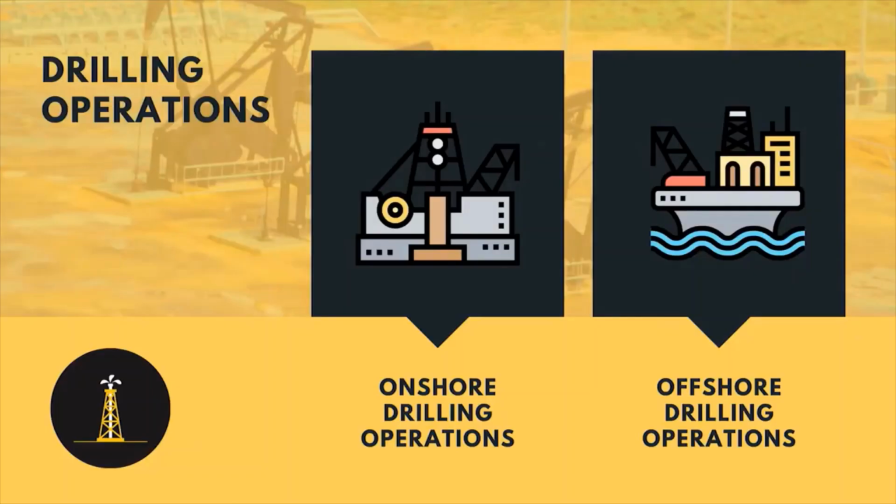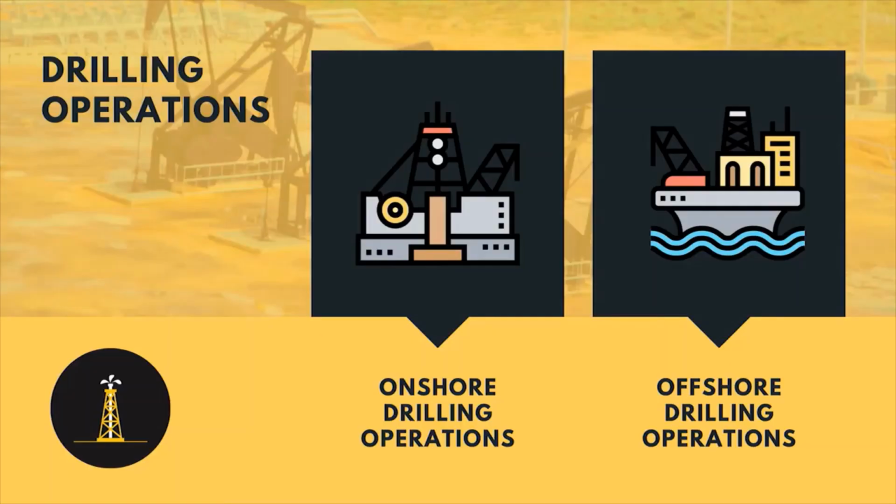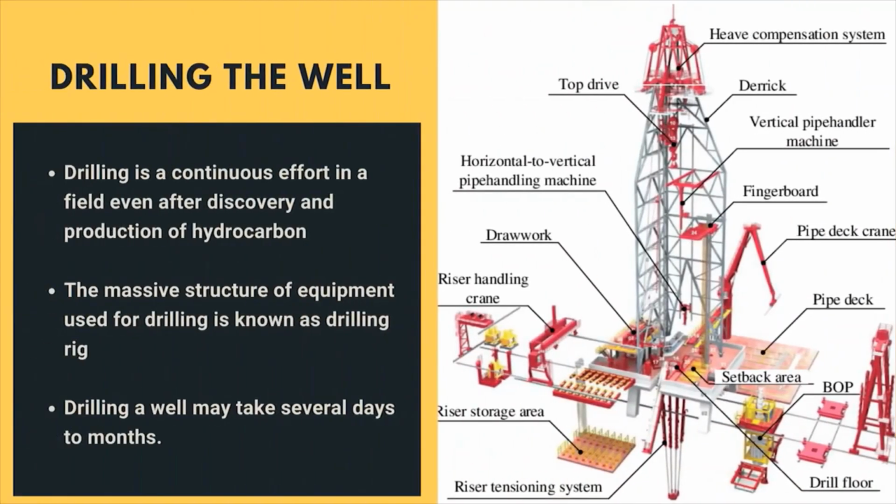Now, after identifying the oil potential through the exploratory well, we have to go ahead with full-fledged drilling operations. Again, these can happen on land or sea. If it is happening on land, it is known as onshore drilling operations. If it is happening at sea, it is known as offshore drilling operations. To perform this drilling, we use a complex set of equipment known as a drilling rig. Drilling is a continuous effort in a field even after discovery and the production of hydrocarbon.